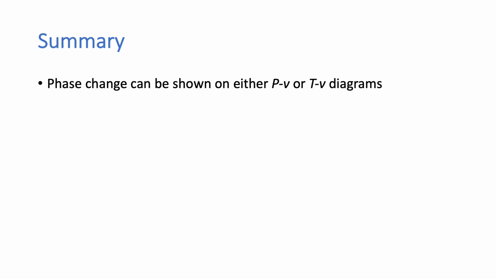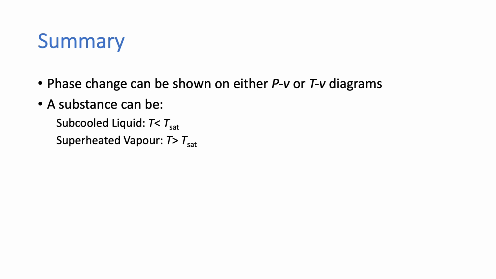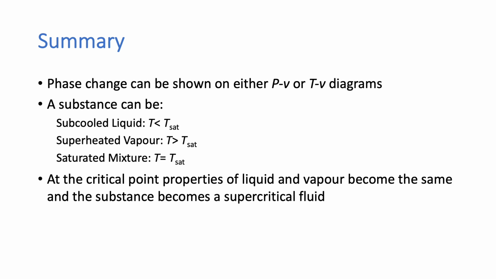To summarize, phase change can be shown on either PV or TV diagrams. A substance can be a subcooled liquid if its temperature is lower than the saturation temperature, superheated vapor if its temperature is greater than the saturation temperature, or a saturated mixture, in which case its temperature must be equal to the saturation temperature. At the critical point, the properties of the liquid and vapor become the same, and the substance becomes a supercritical fluid.